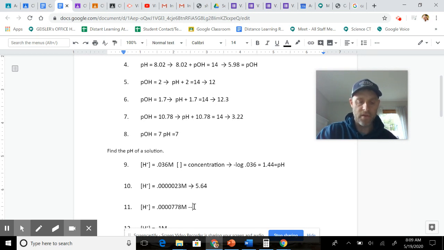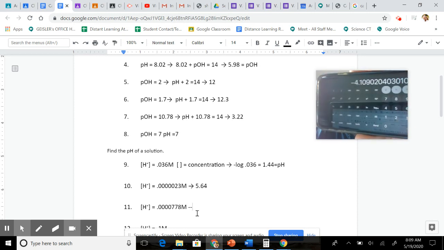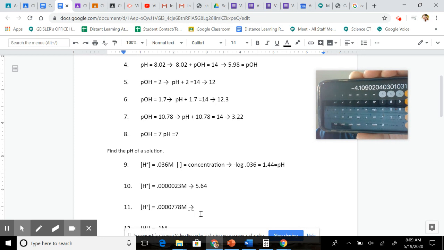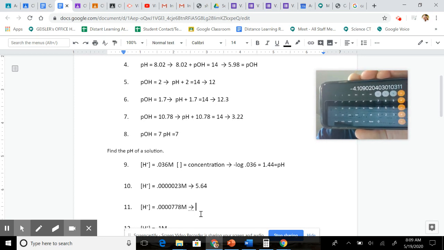0.0000778 negative log. Okay, now again, I get a negative, so I have to flip the negative, and I get 4.11.